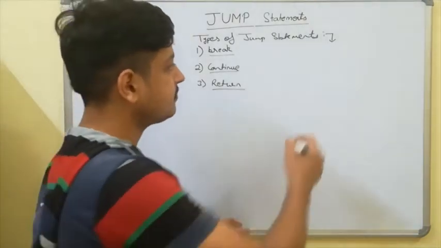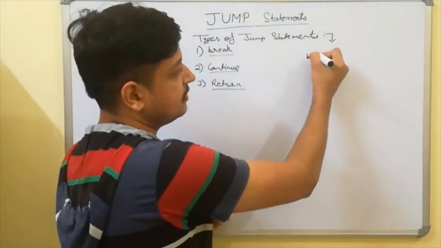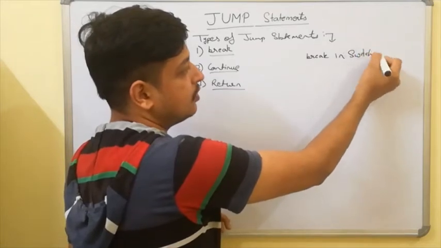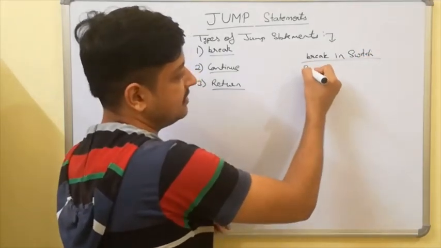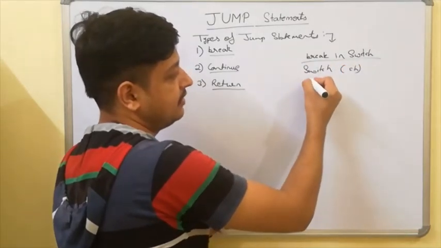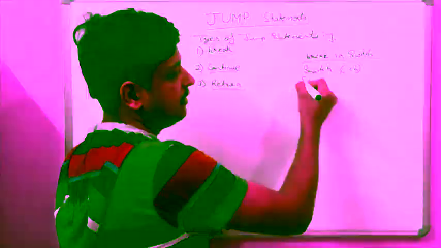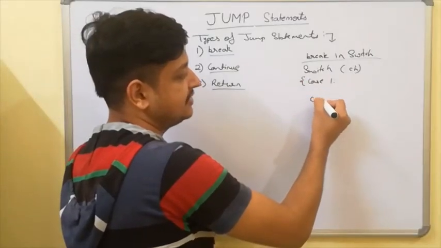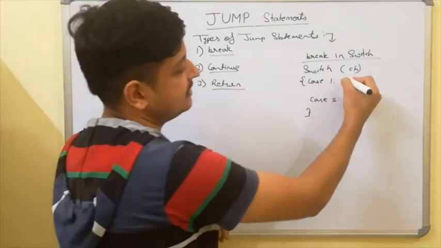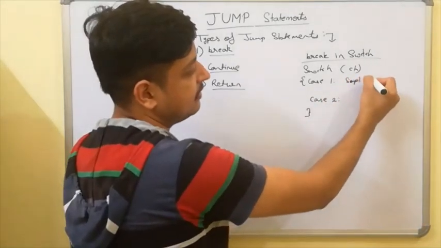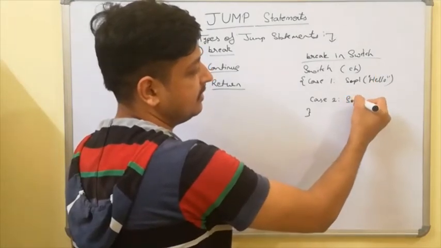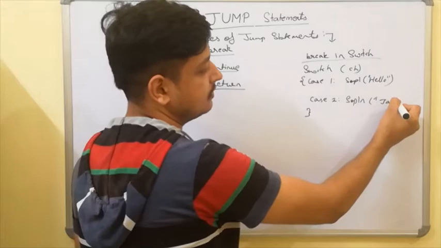Break in switch works like this. For example, this is your switch block, switch CH, and here is your case 1, here is your case 2. If here is some statement, SOPLN hello, and here is SOPLN Java.